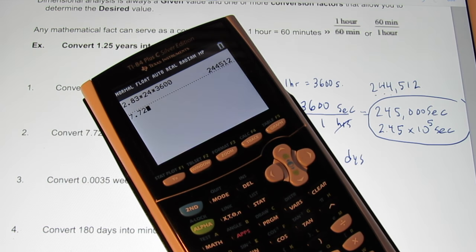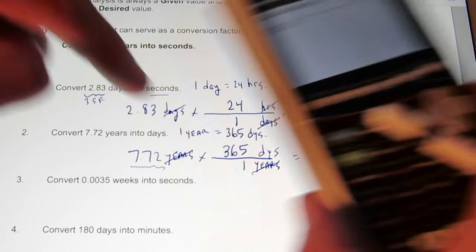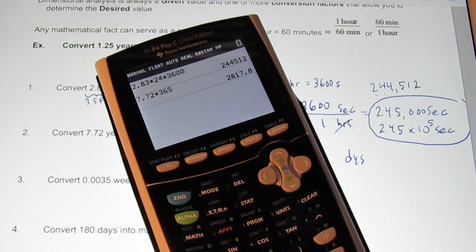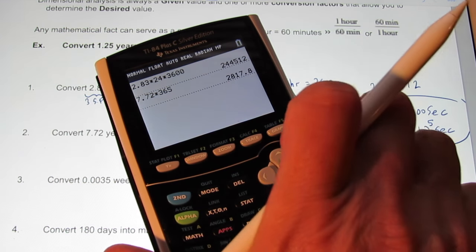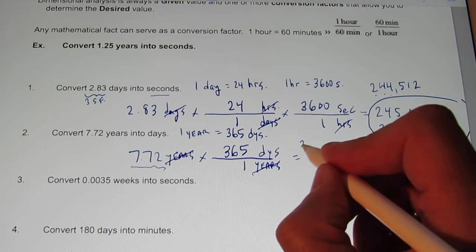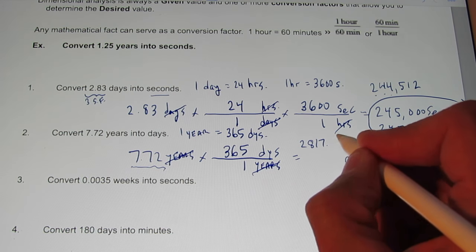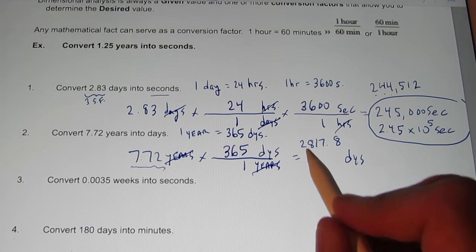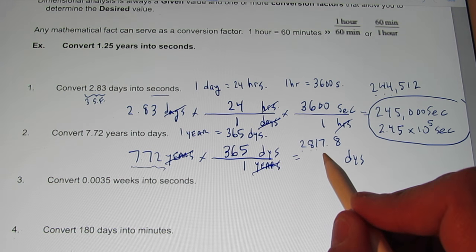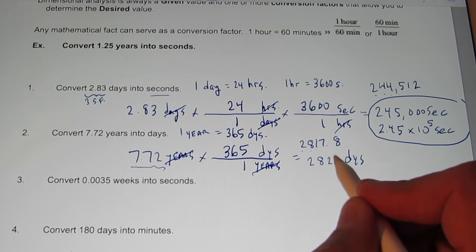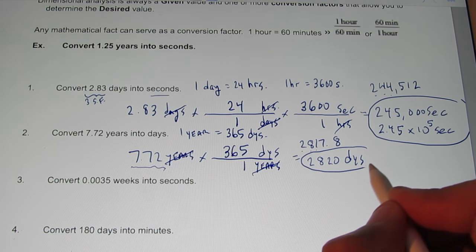7.72 times, because the number 365 is on top, 365, now my calculator says 2817.8. All right, 2817.8. We're only allowed 3 sig figs, so let's count over 3 digits from the left. 1, 2, 3. We have to make a decision there. So how about 2,820 days? Which is wonderful.